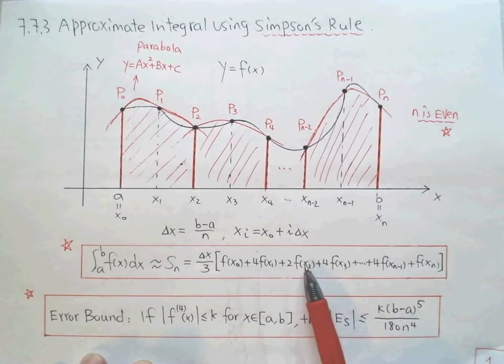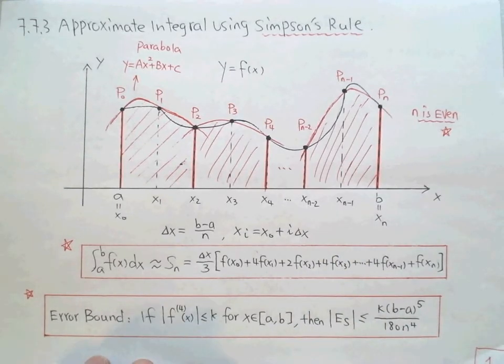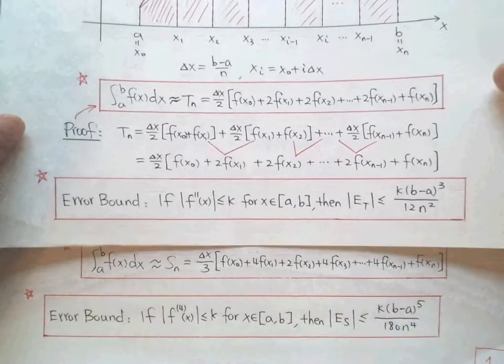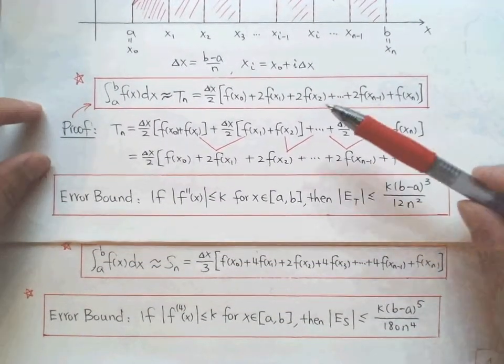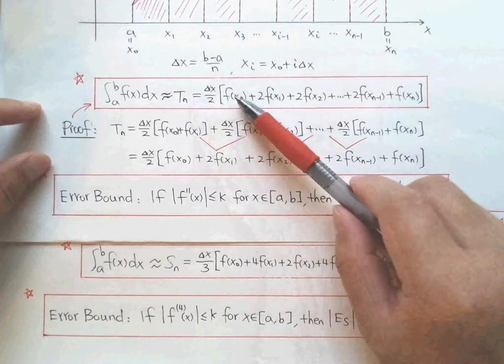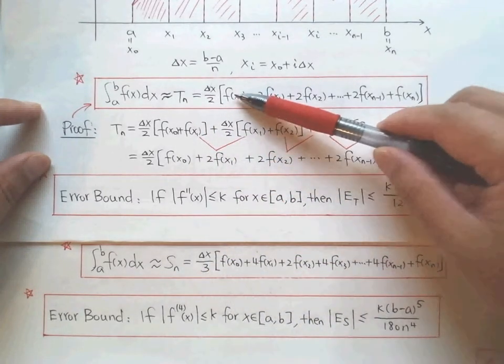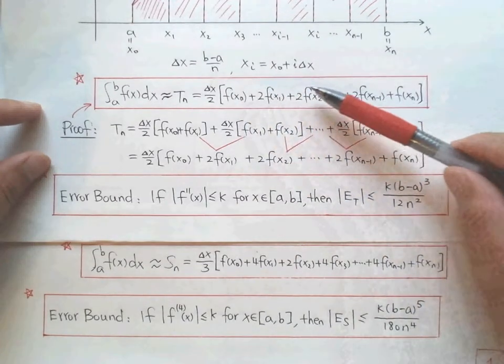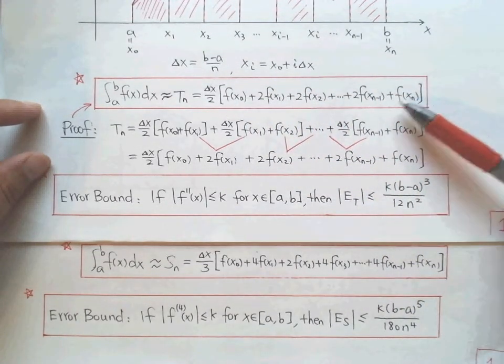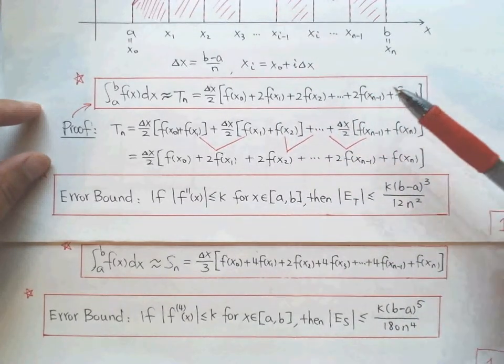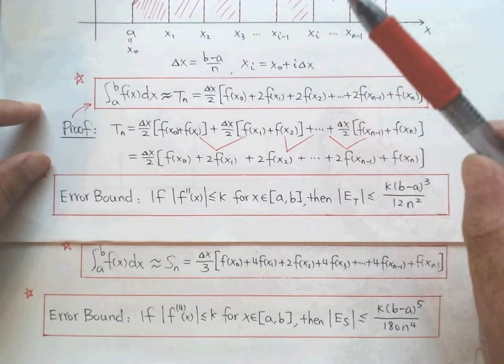As you can see, why do we have this pattern? Do you remember what the pattern is for the trapezoid? Let's compare a little. What is the pattern for the trapezoid? This is the trapezoid T_n. It's very similar. The coefficients, or the pattern, are 1, 2, 2, 2, 2, 1. The first and the end are 1, and the middle ones are 2. That's the pattern for the trapezoid.